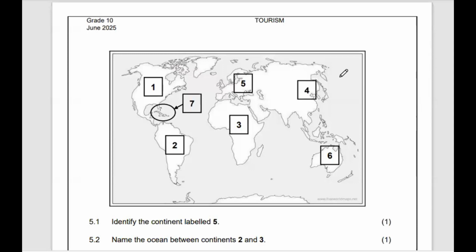Okay, moving on to question 5. Identify the continent labeled number 5. So we do have the world map which appears there in the image. If you look at continent 5, which is on the northern side of Africa, that is Europe. So continent 5 would be Europe. So we would write Europe next to the question number.